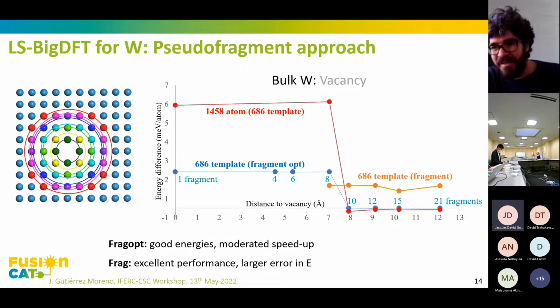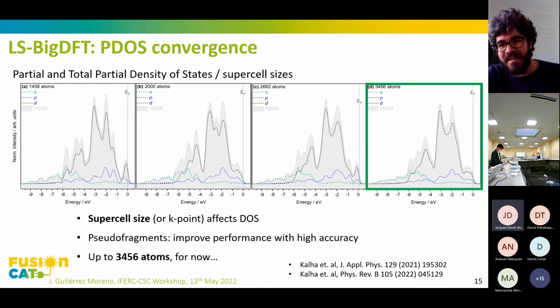So I think these are positive results for the defects, but we have also used these fragments to calculate perfect structures. In this case, everything is much easier because we have a perfect BCC model, so all atoms are actually equivalent within the cell. You can just define one single fragment and make everything easier. And we have also looked into the electronic structure of the material.